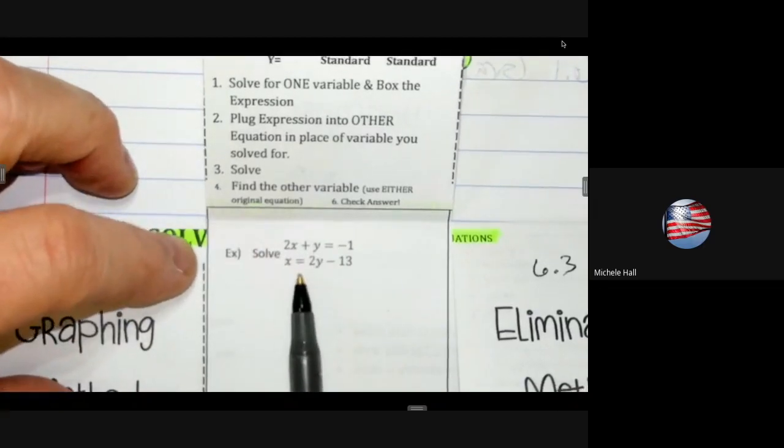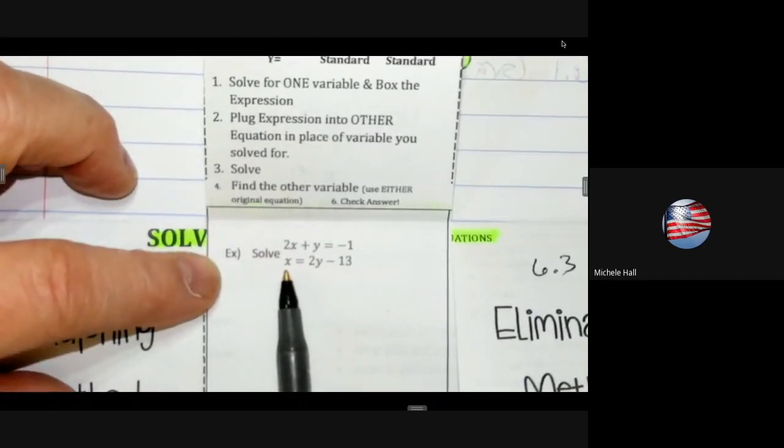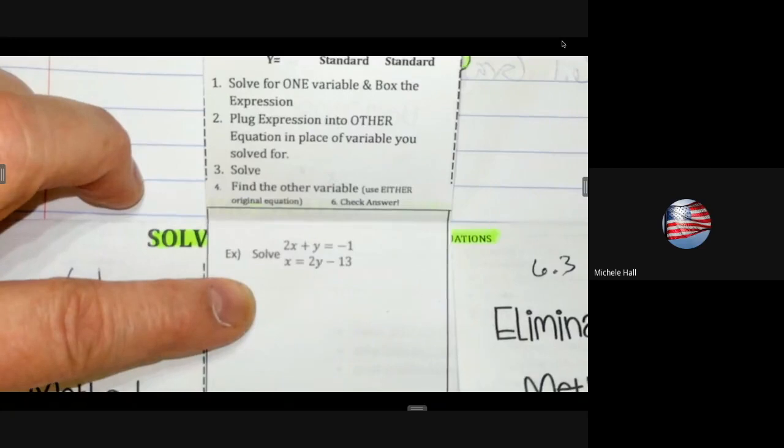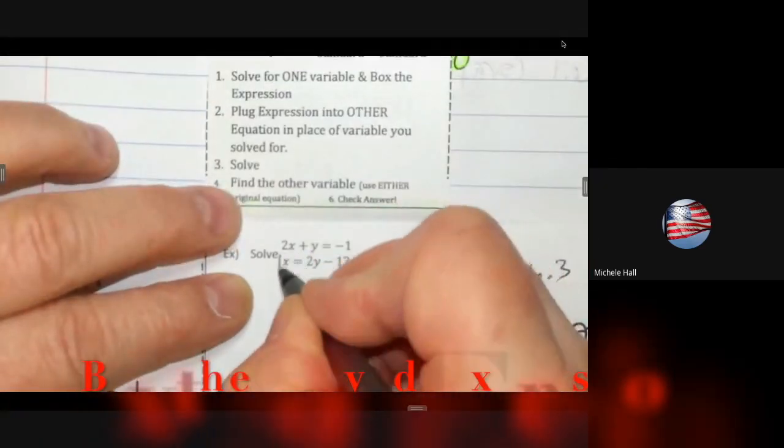Here on this example, we see that we already have a variable that has been solved. X equals all of this. I'm going to use this one. I don't need to solve for a variable. It's already been given.